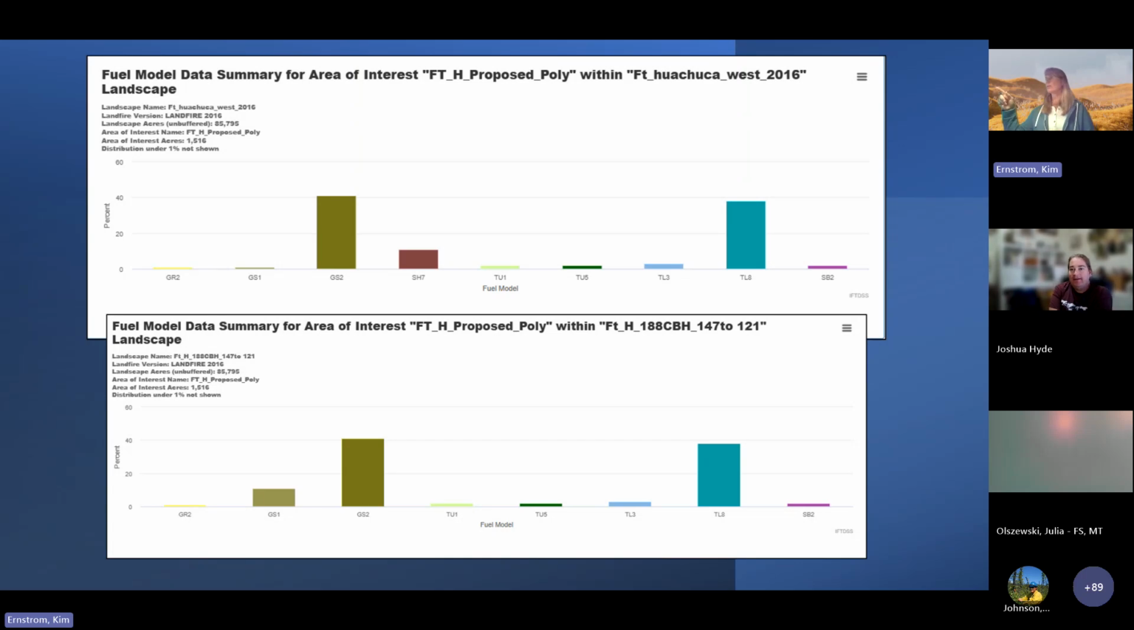Does someone have a comment or question? Yeah, I got a sidebar here. So you made a comment about changing the whole landscape. So the question was, is that consistent though if I'm not treating outside this certain project area?